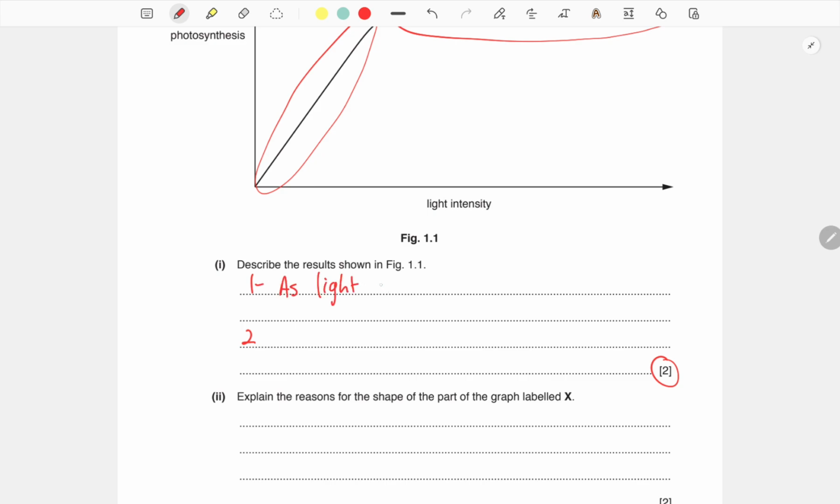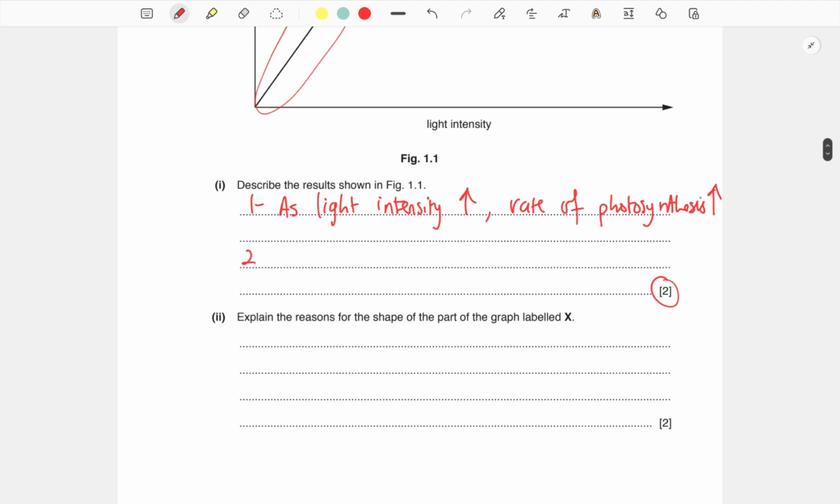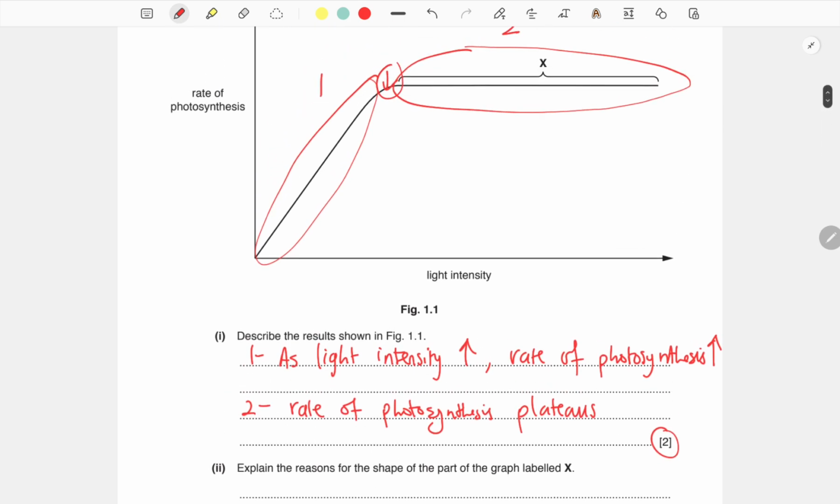As light intensity increases, and I'm going to use an upward arrow to represent increase, the rate of photosynthesis also increases. But in the exam, you need to actually write full sentences and words. So I'm just using these symbols to speed up the explanation process. And then number 2, the rate of photosynthesis plateaus beyond that level of light intensity shown by this arrow here.